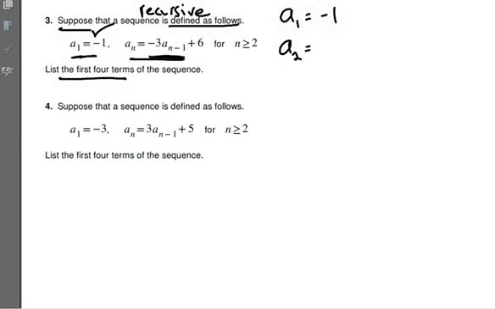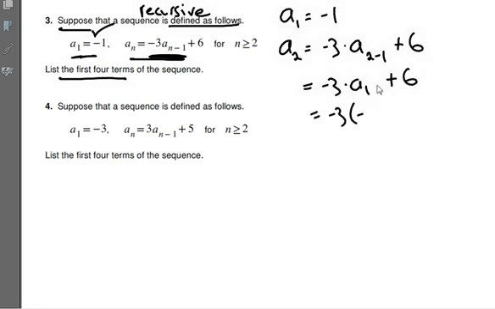A sub 2, so I'm going to write this all the way out in the formula. We don't necessarily need to do this every time, but at least 1 or 2 times till we get the hang of it. So it's negative 3 times, and I'm just plugging in the formula, A sub 2 minus 1 plus 6. Now 2 minus 1 is equal to 1, so it's negative 3 times A sub 1 plus 6. A sub 1 we found earlier here was negative 1, so negative 3 times negative 1 plus 6. And so final answer, that's negative 3 times negative 1 is 3. 3 plus 6 is 9. So that's the second term.